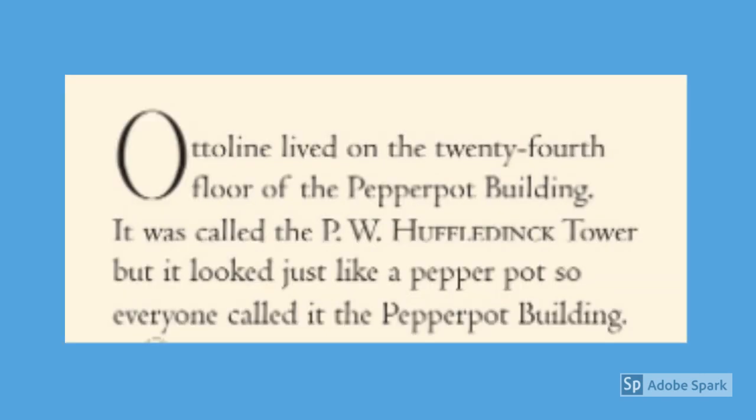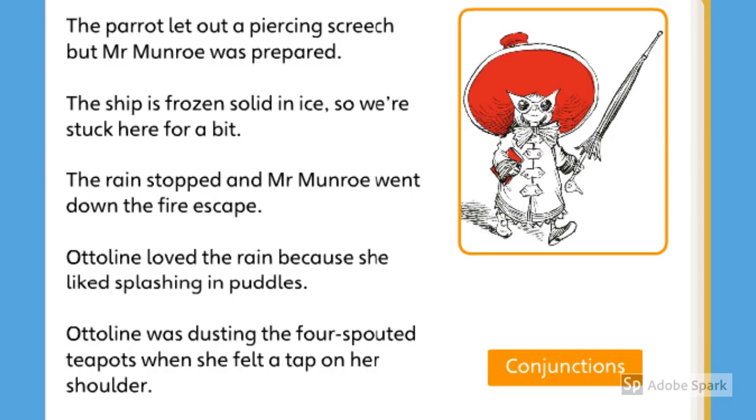Can you find the two conjunctions used on page 1 of Ottoline and the Yellow Cat? Have a think. That's correct. But and so were the conjunctions that were used. So what is the purpose of conjunctions? Let's read this part of the story and see if we can identify the conjunctions used. Pause the video and then we'll check to see if you have correctly identified them.